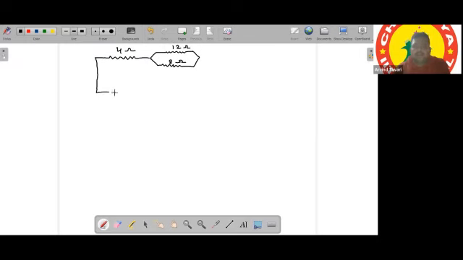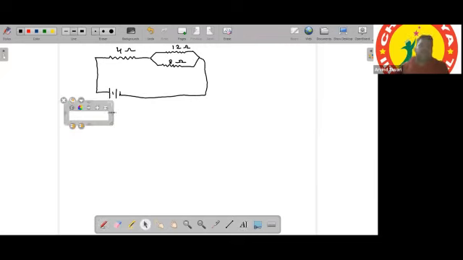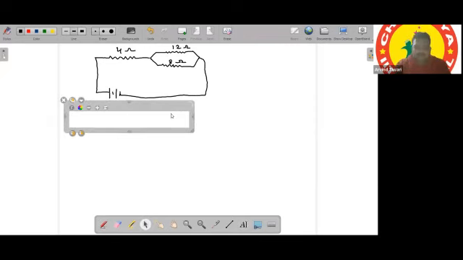So I think you are very well aware. First question, you need to compute the equivalent resistance. In this diagram, you need to compute the equivalent resistance. Let's see what all things we need to compute here. Calculate equivalent resistance.